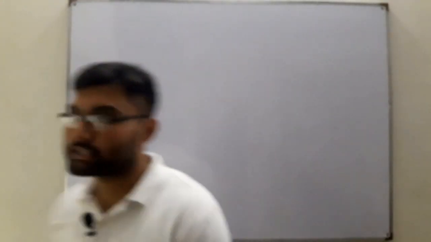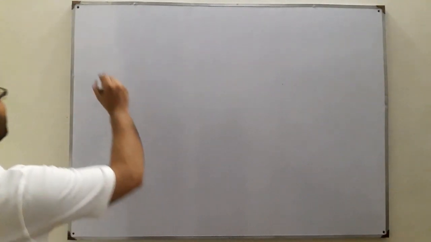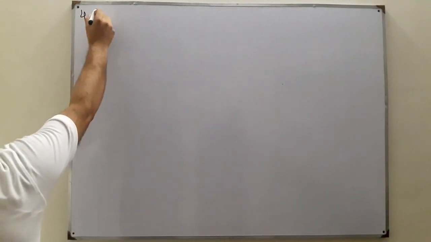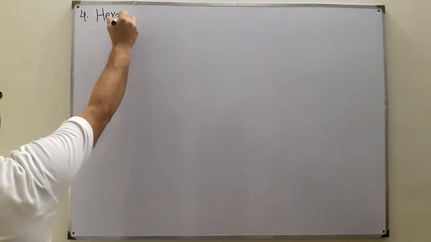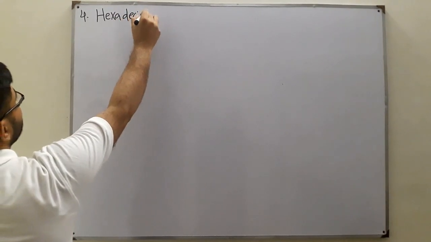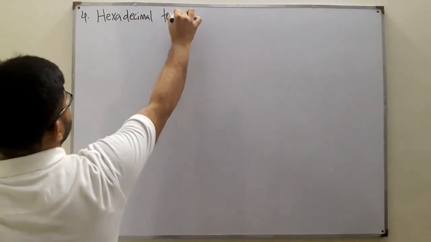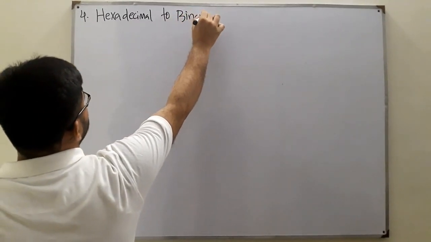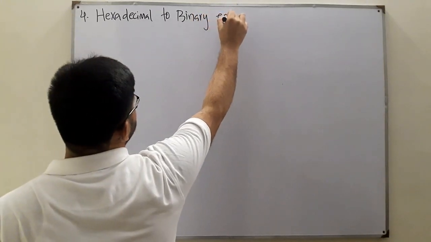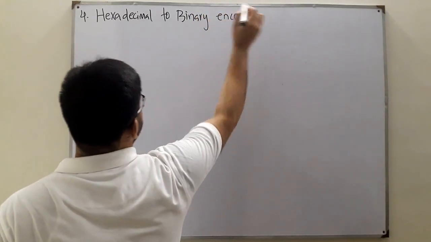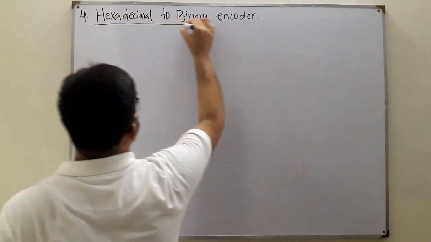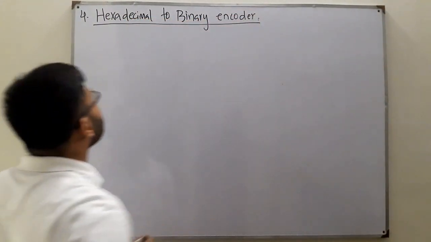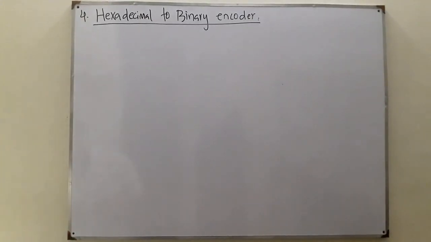Salaar Khan here. And today, most probably the last type of the encoder, which is the hexadecimal to binary encoder. Now you know what the hexadecimal is. If you don't know, you need to know it first, and I've explained it previously in my videos, okay? So you need to check those out first.